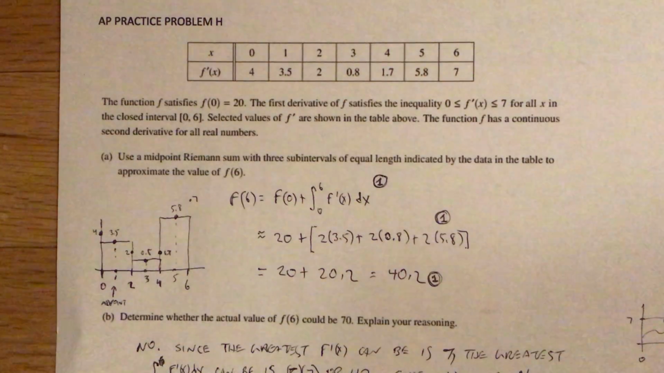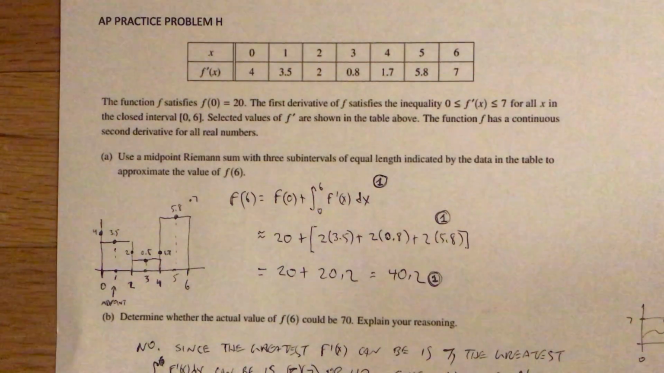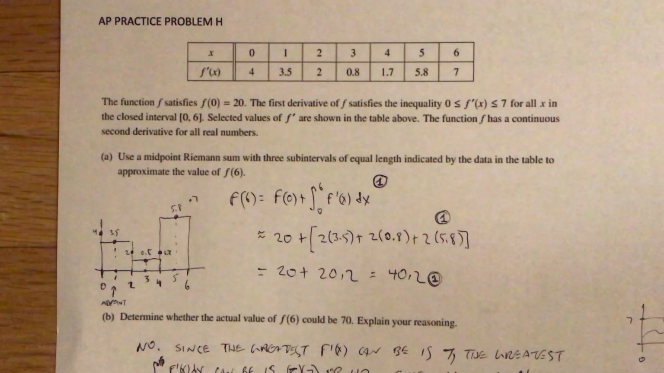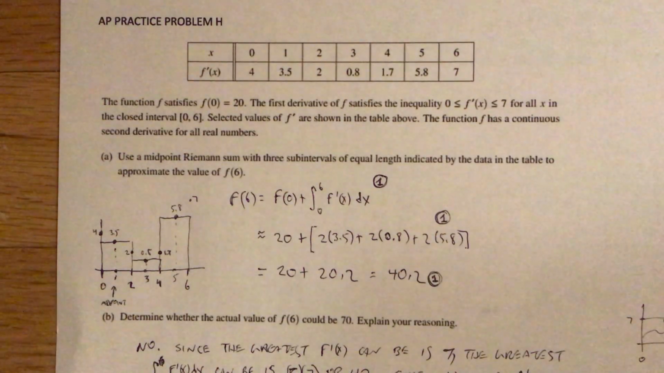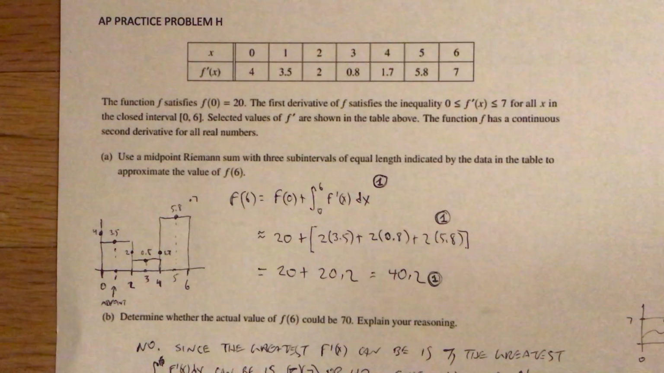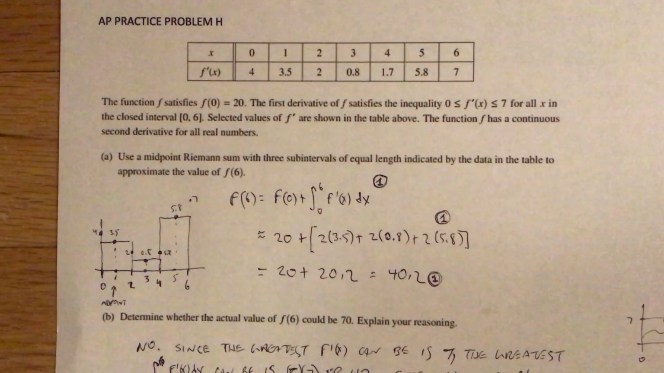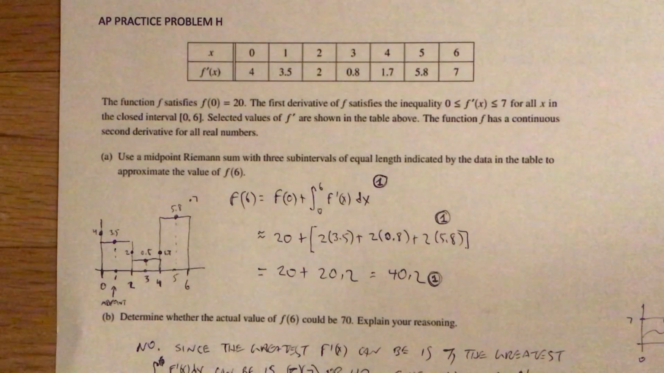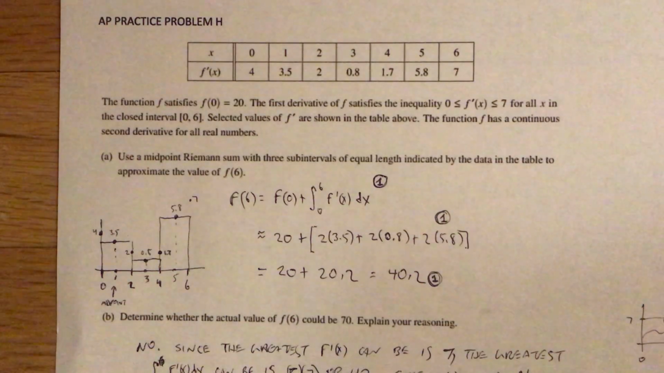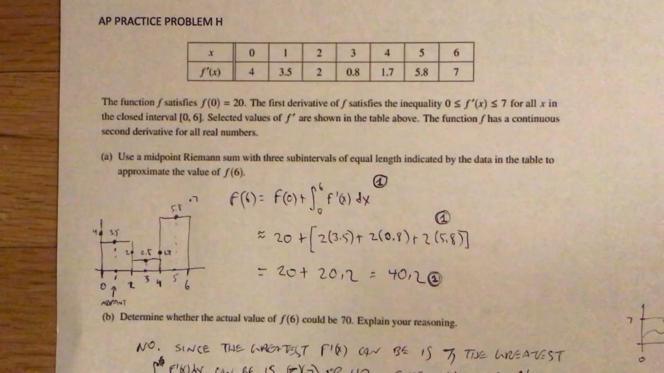Problem A says to use a midpoint Riemann sum with 3 subintervals of equal length indicated by the data in the table to approximate the value of f of 6. So there's some layers to this. The first is doing the midpoint area.